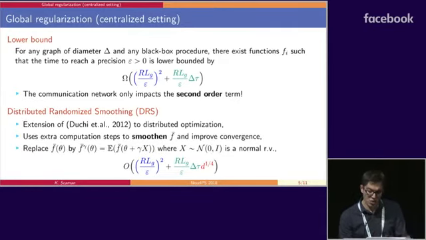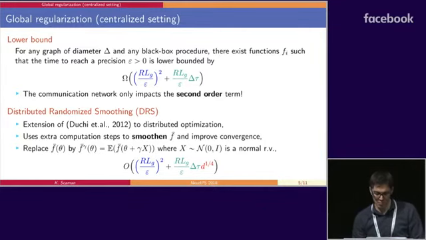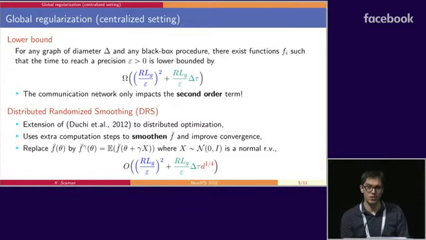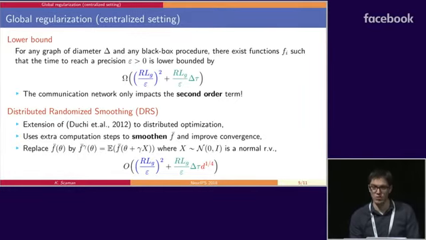So this is a lower bound that we prove on the number of iterations required to reach a precision epsilon, but we also show that there is an algorithm which is very close to this. Unfortunately, it's not exactly the right convergence rate, and there is still a difference between the two. So the idea is an extension of a previously known algorithm, which is randomized smoothing by Duchi and his co-authors in 2012. And the idea is simply to smooth the objective function in order to have a faster convergence rate.